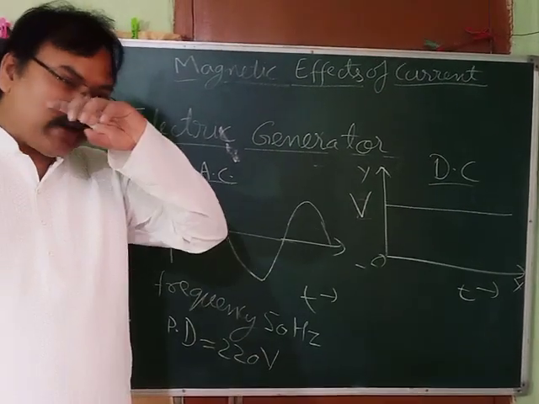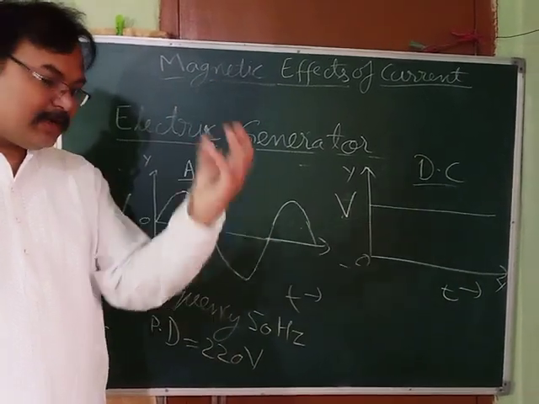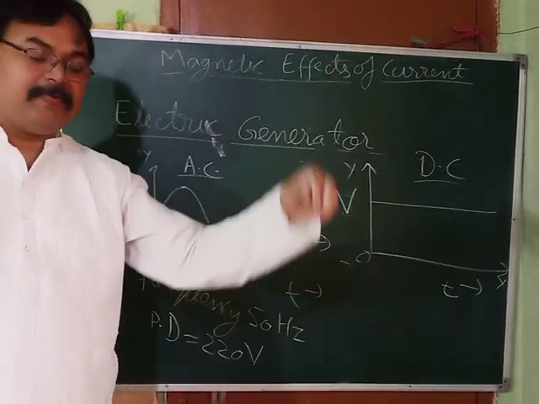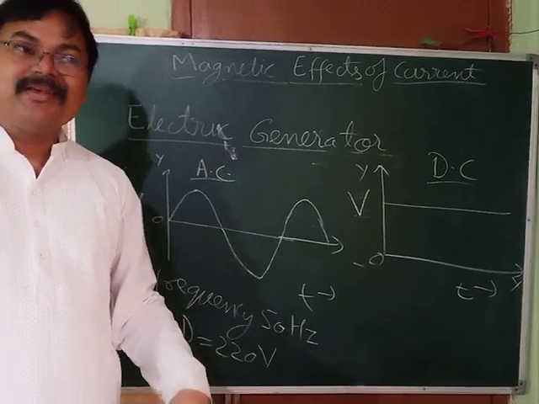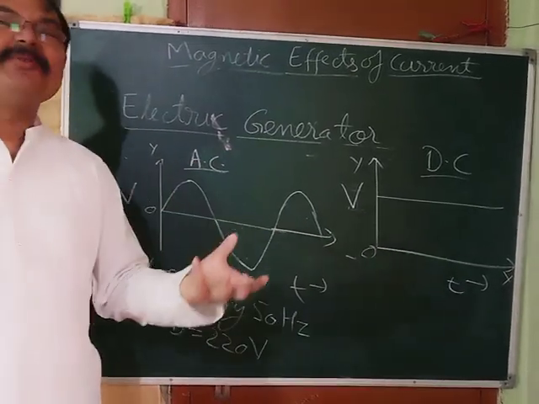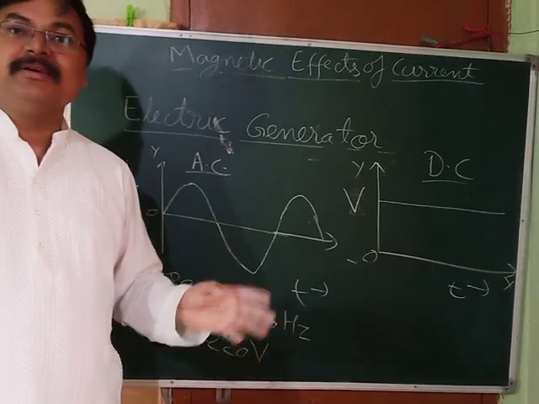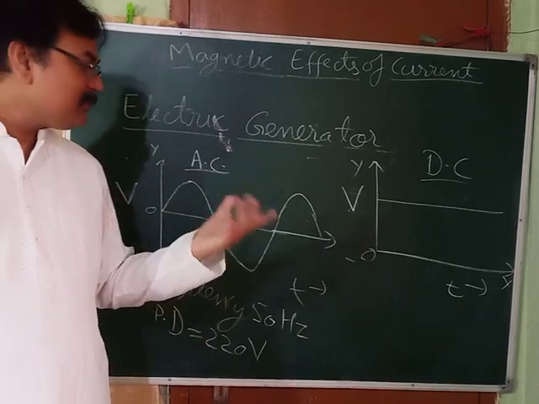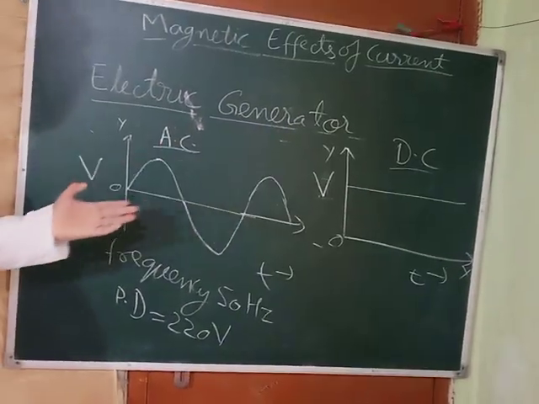In hydropower plants, what happens? The coil is connected to the turbine, and the turbine is rotated with the help of falling water or flowing water. In thermal power plants, the coil is connected to the turbine and the turbine is rotated using the pressure of the steam. So in this way we rotate in different ways and we get the AC. So this is AC and DC.